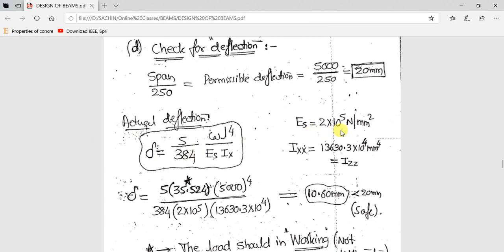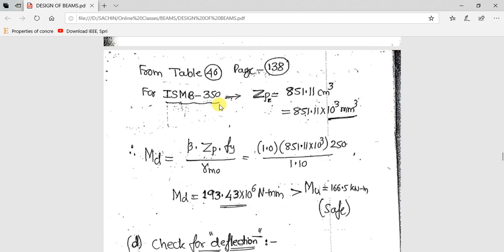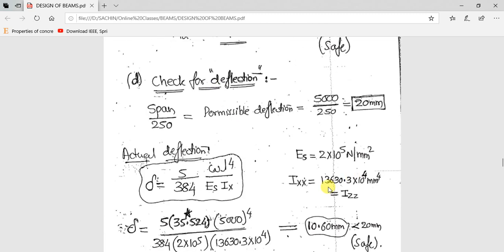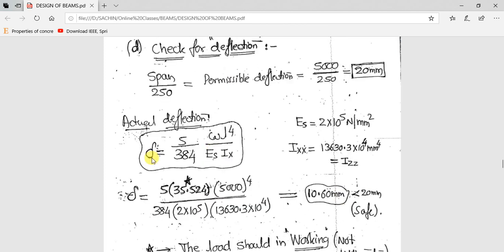ES is nothing but 2 times 10 raised to 5 Newton per meter square. IXX is equal to IZZ. You can get this value from the steel table for this particular I section, that is ISMB 350, and that is equal to 13630.3 times 10 raised to 4 mm to the power of 4. For 5 W, you have to be careful: you have to substitute the unfactored load here. Into span, which is 5000, over 384, ES is 2 times 10 raised to 5, IX is 13630.3 times 10 raised to 4. This is from the steel table for this particular ISMB 350.